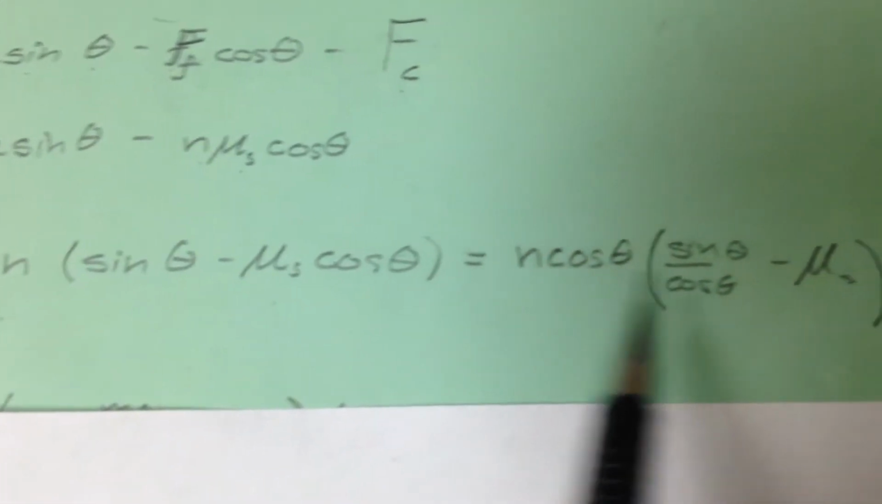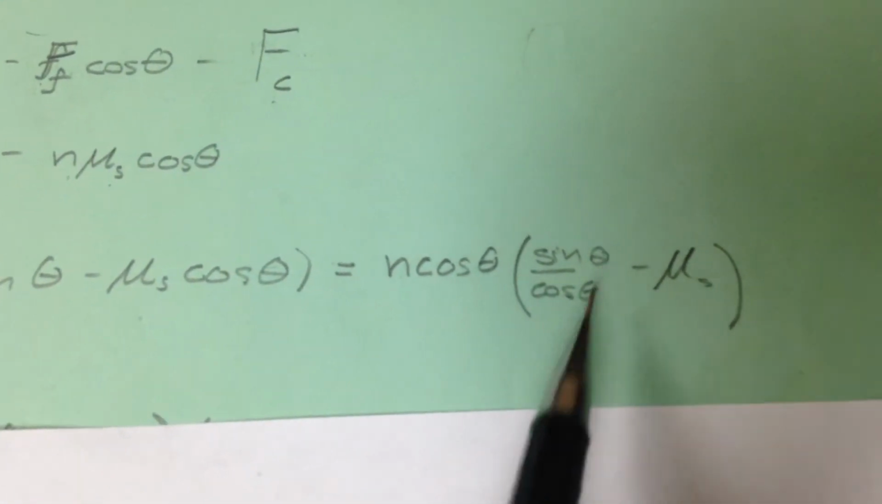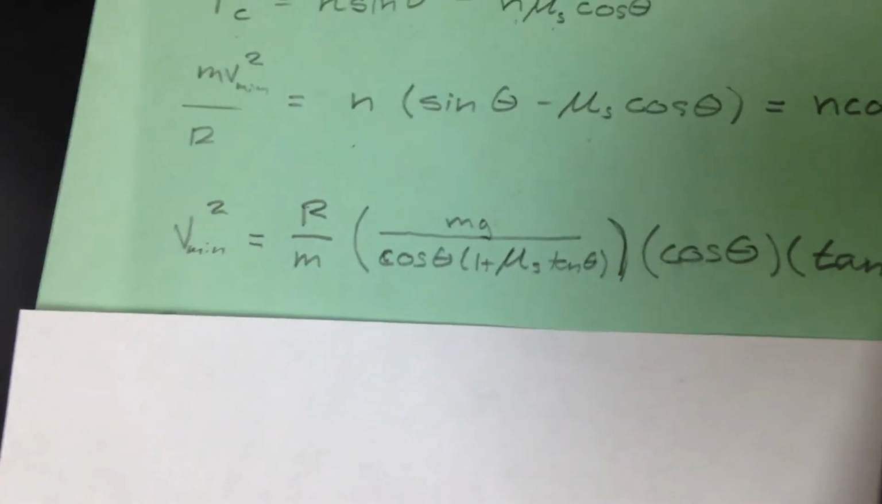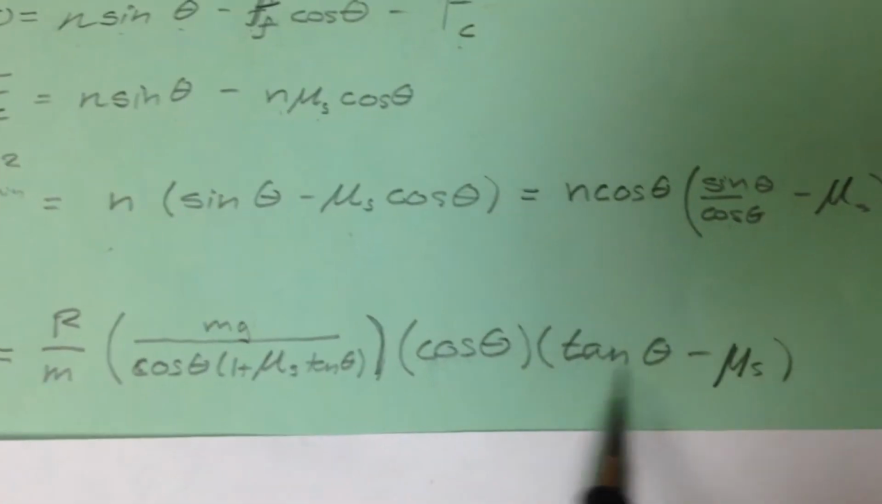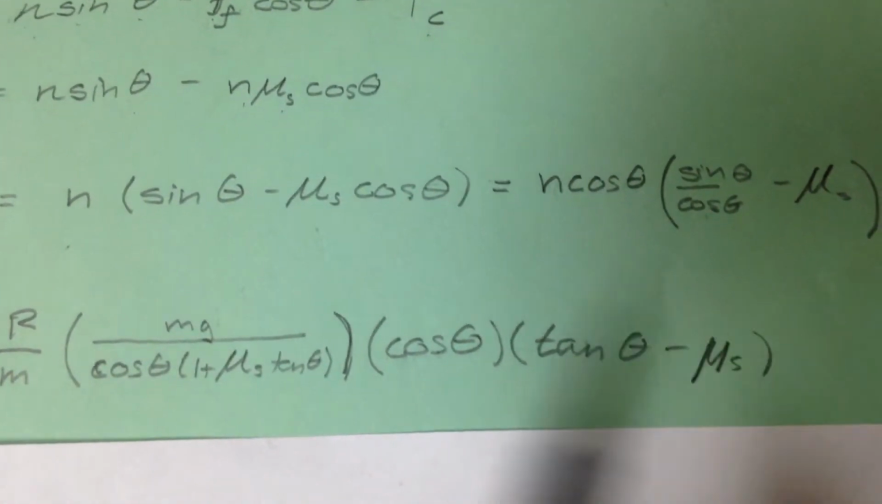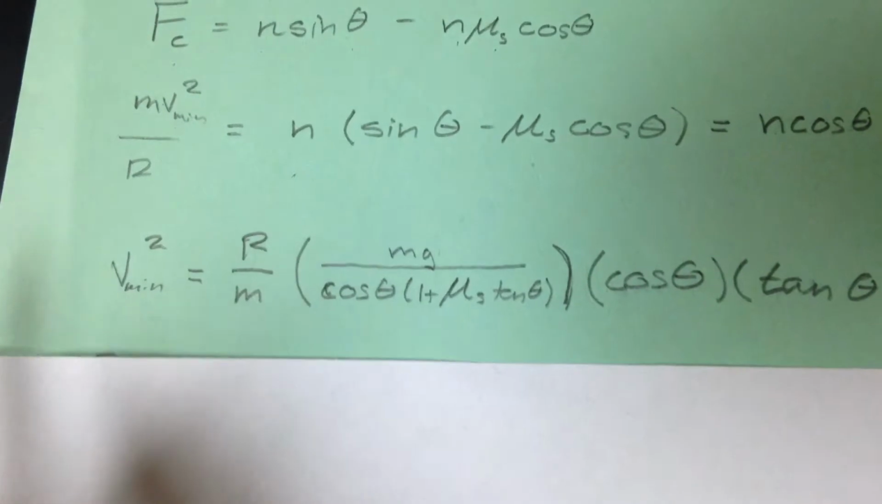We're going to do the same thing as earlier. We're going to add the cosines in here so we can factor them out. Thus, this part of the equation becomes tan theta minus mu s. The rest of the equation, we move the r and the m to the other side.